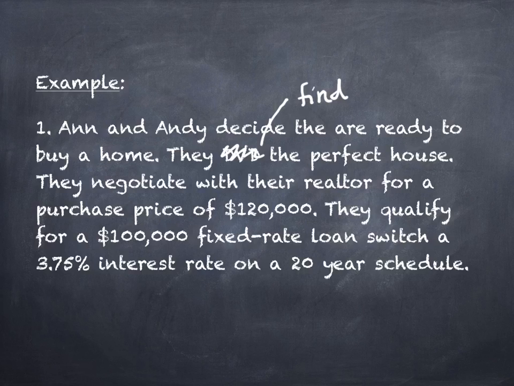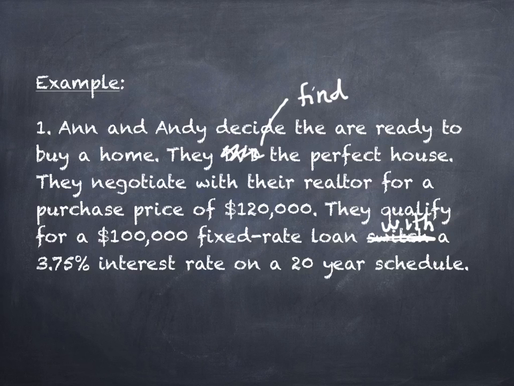They negotiate with their realtor for a purchase price of $120,000. And they qualify at the credit union for a $100,000 fixed rate loan, with a 3.75 interest rate on a 20-year schedule. So their term is 20 years. They are going to have a $100,000 loan. The house that they're buying is worth $120,000, or they're paying $120,000 for it.